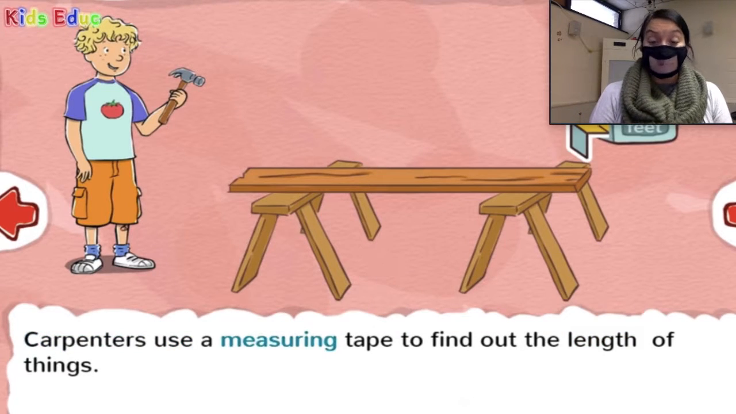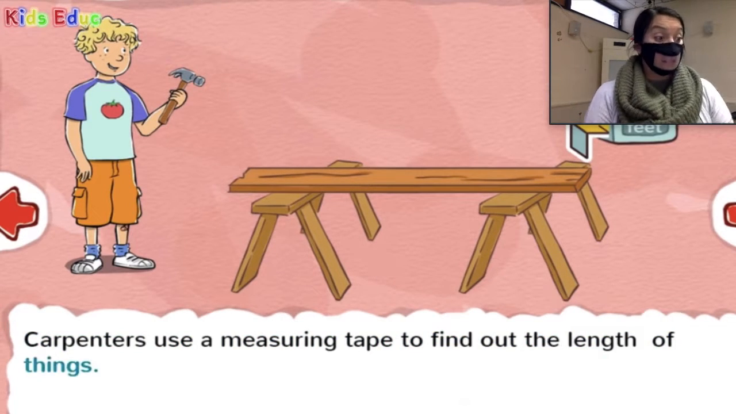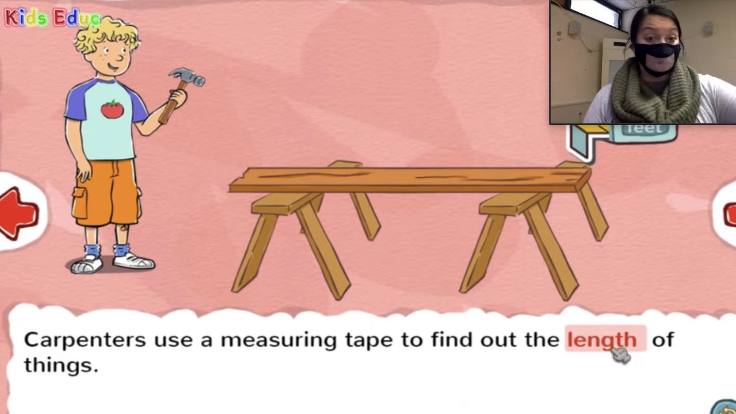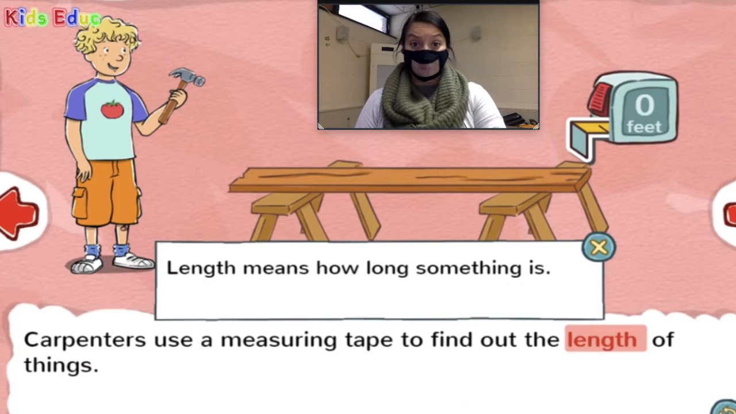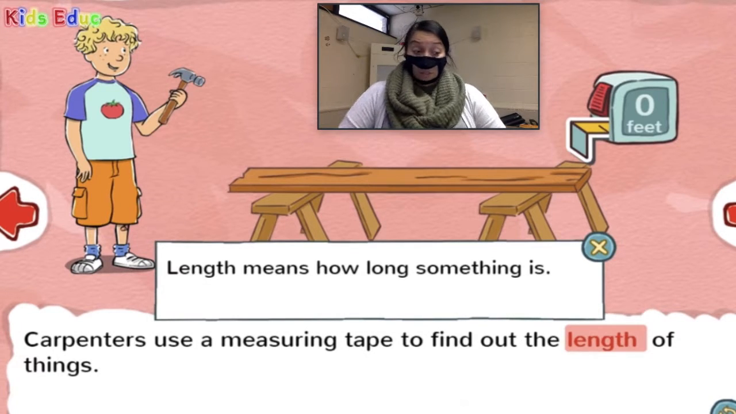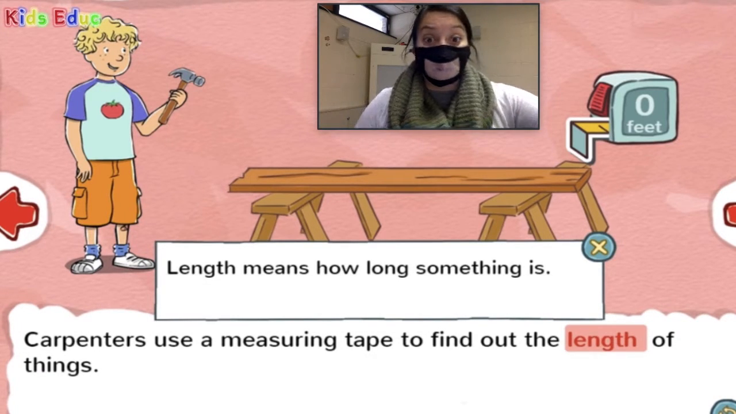Carpenters use a measuring tape to find out the length of things. Length. Length means how long something is. For example, a school bus has a greater length than a car.